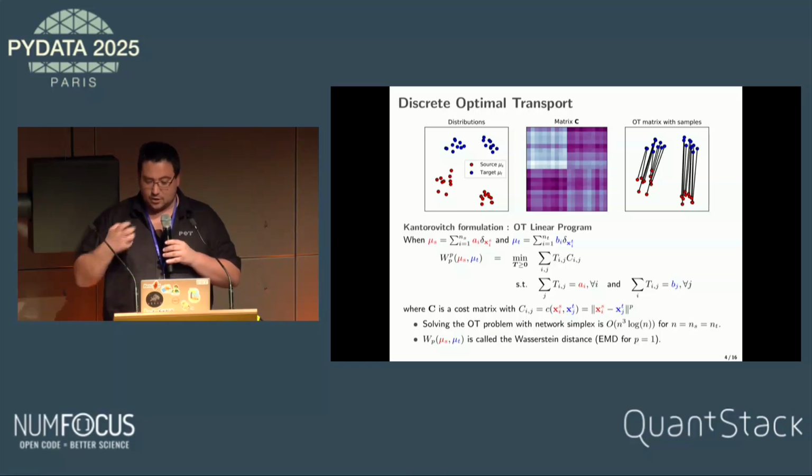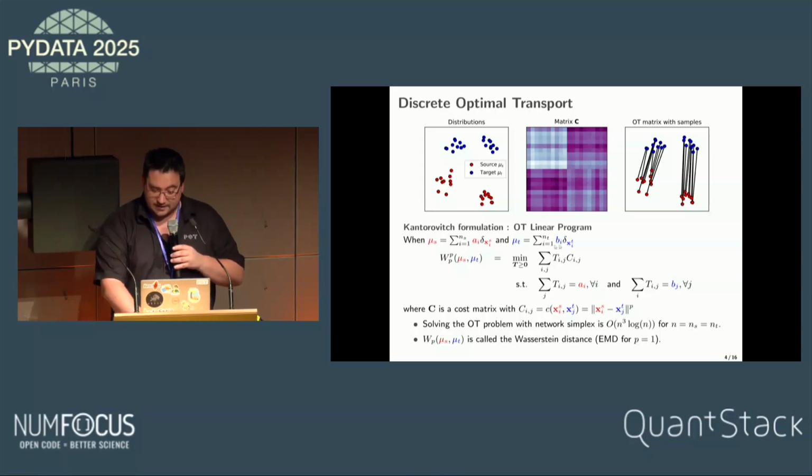So the T encodes this information and also tells you where the mass goes. So it also gives you some kind of movement. Another aspect is that when you find the optimal transport matrix, you can plug it in here. It's going to give you a cost.